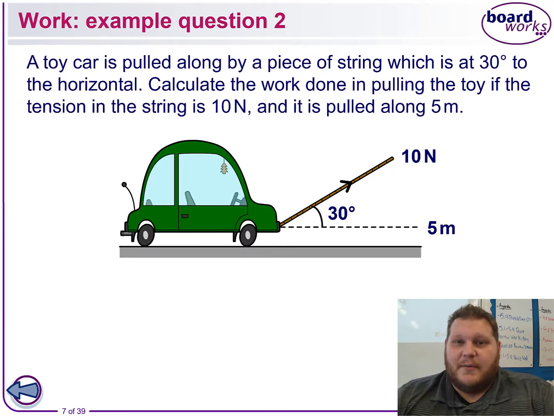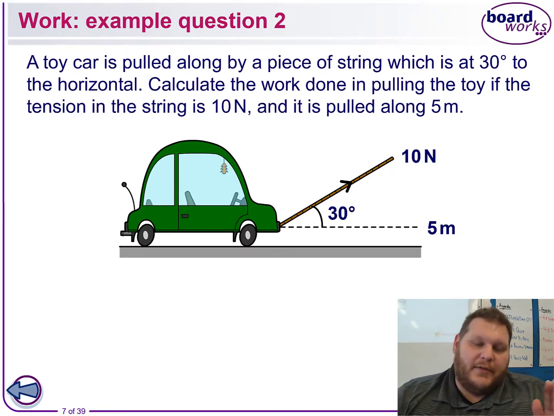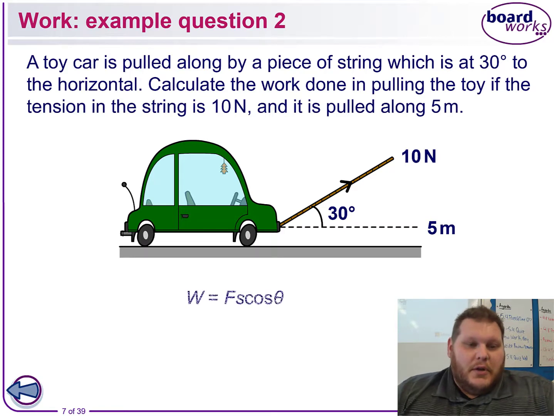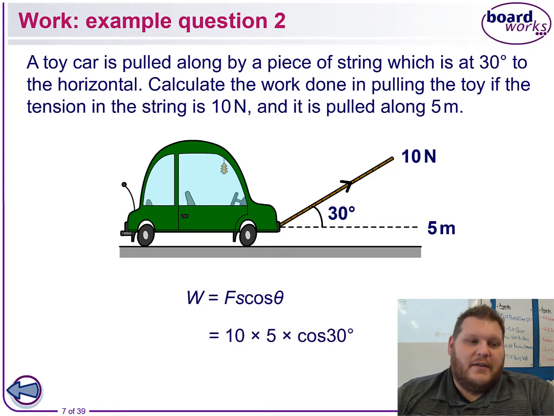We have our force of 10 newtons. We have our distance of 5 meters, which is how far we're pulling the car, and we have the angle at which that force is being applied. So again, just plugging into our formula: force of 10 newtons, distance of 5 meters, and then our angle is 30 degrees, so cosine of 30. You multiply all three of those together, and we get 43.3 joules.